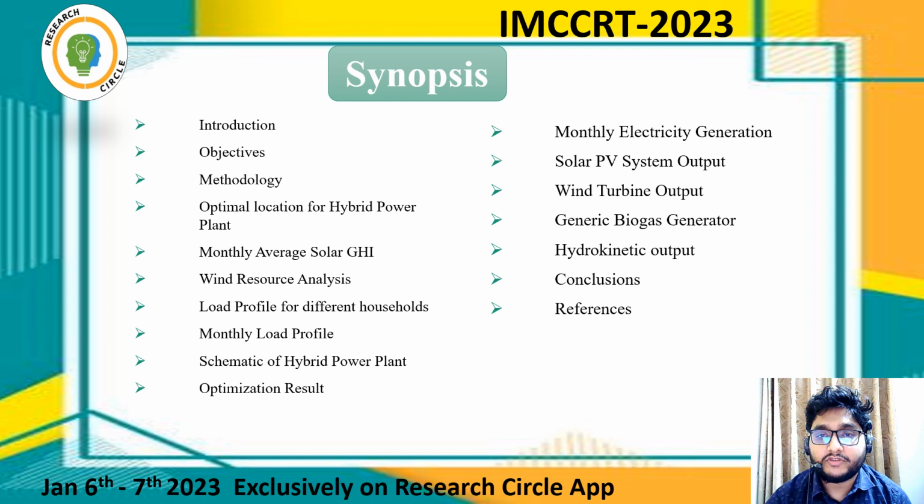The presentation synopsis is: introduction, objectives, methodology, optimal location for hybrid power plant, monthly average solar GSI, wind resource analysis, load profile for different households, monthly load profile, schematic of hybrid power plant, optimization result, monthly electricity generation, solar PV system output, wind turbine output, generic biogas generator, hydrokinetic output, conclusion and references.